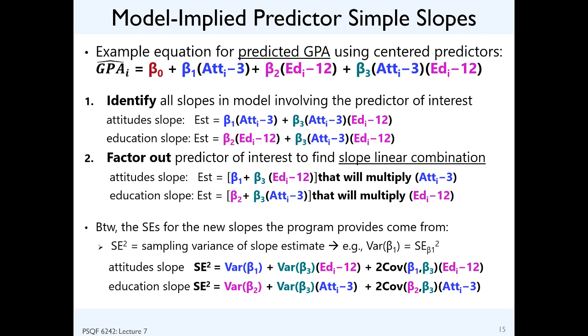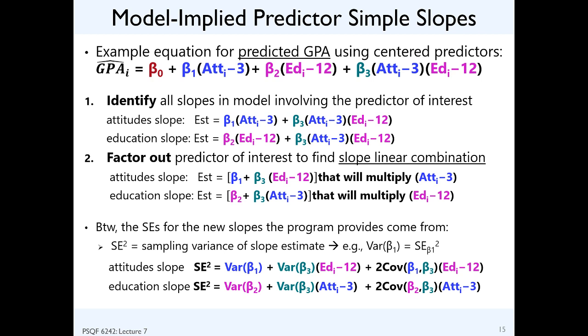So it's beta 1 at a minimum, right? It would stay only beta 1 if I were asking for the slope for education equals 12, because then this part drops. If I wanted the slope for education equals 13, then it's beta 1 plus beta 3. If I want the slope for education equals 14, it's beta 1 plus 2 times beta 3. If I want it for 15, beta 1 plus 3 times beta 3. So this is our new slope.